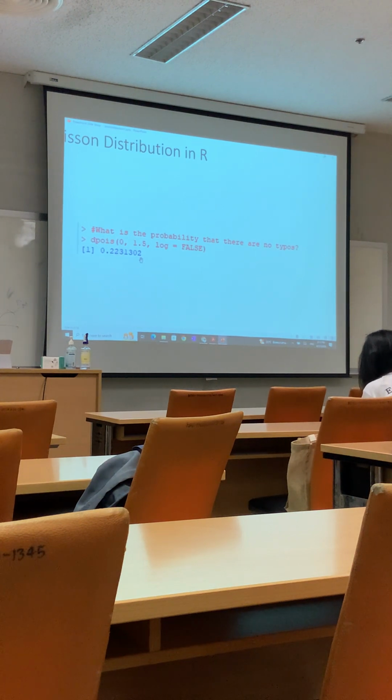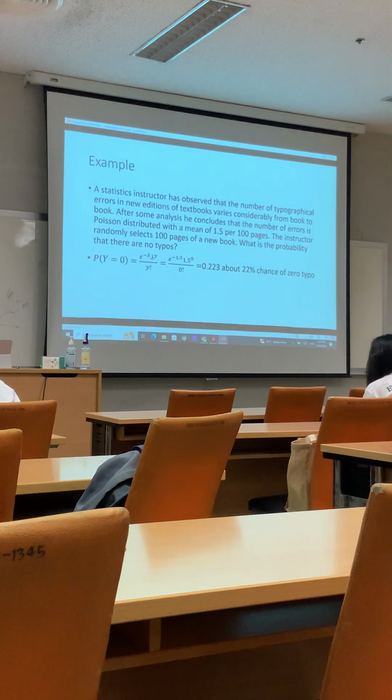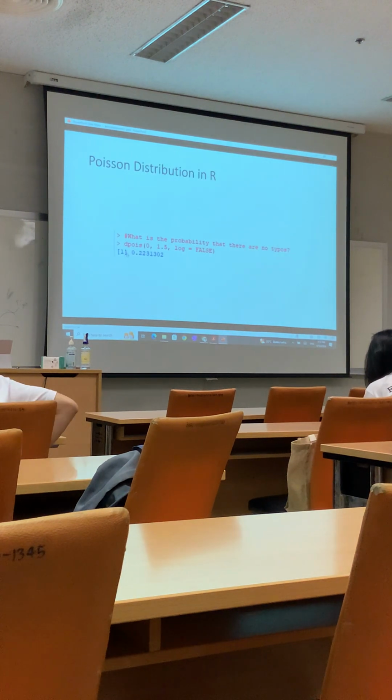So if you look at the final exam, basically, I'm going to ask you two things. Like last year, I'm going to ask you to calculate using math like this, and then I ask what code you have to use. So you have to write dpois(0, 1.5), and log equal to false is optional. You don't have to write it. You can just close the parentheses, or you can add log equal to false. Anyway, it's the same thing. Okay, any questions?